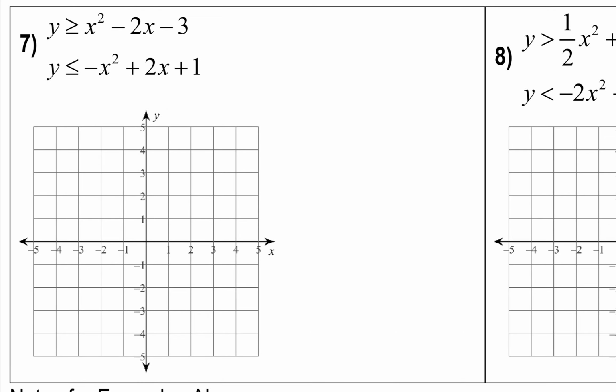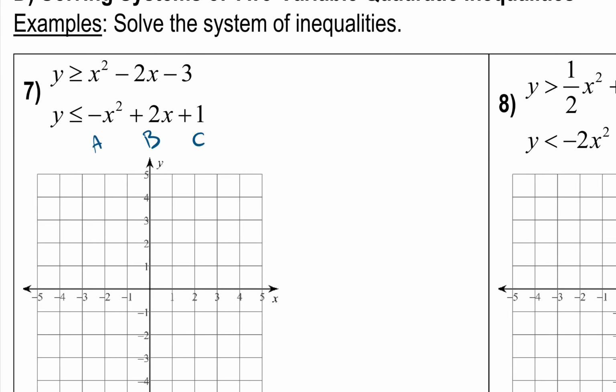I have A, B, and C, and that's for both of these, right? So all I have to do, again, find the vertex for both, graph both, and wherever they intersect, in between them is where I graph. So that's what I'm going to do. I'm going to start with the first one.